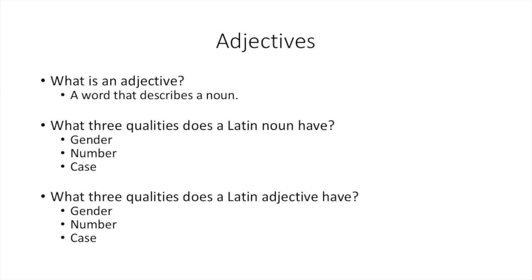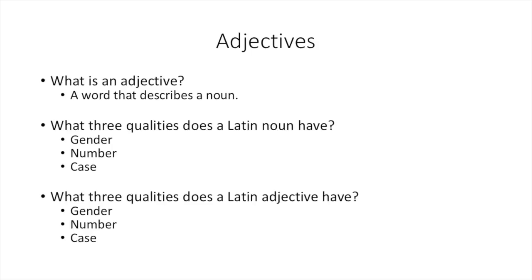You also know that Latin nouns have three qualities. The gender never changes for each noun. It can either be masculine, feminine, or neuter. The number will change depending on how the word is used in the sentence. It can either be singular or plural. And the case will also change depending on how it's used in the sentence. It will be nominative, genitive, dative, accusative, ablative, or vocative.